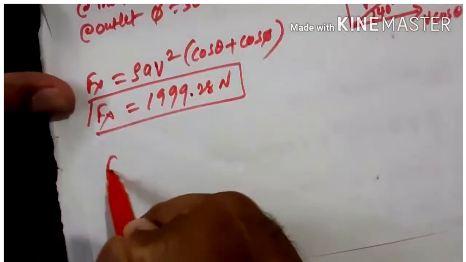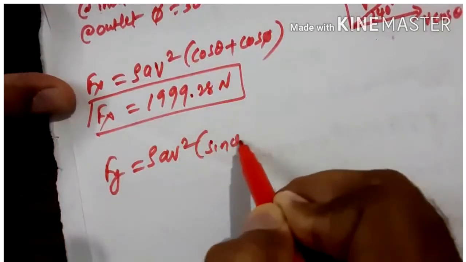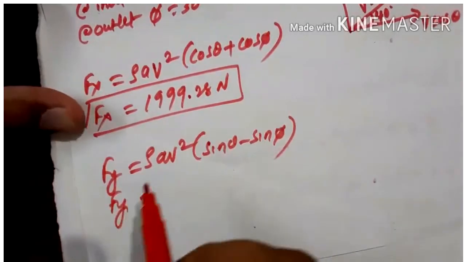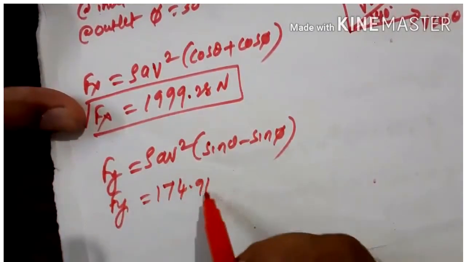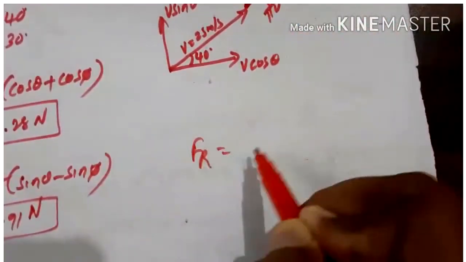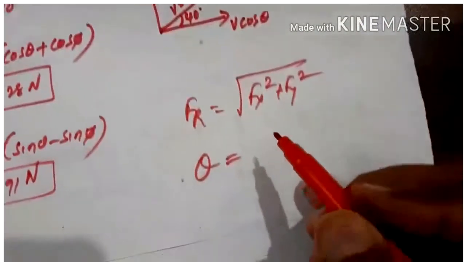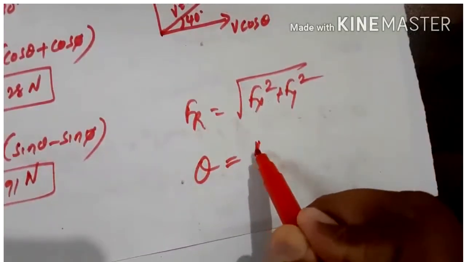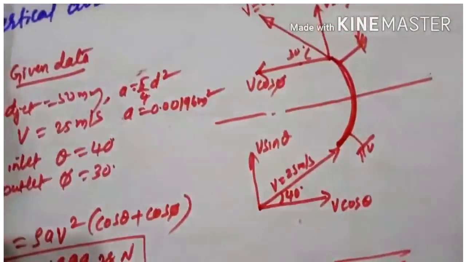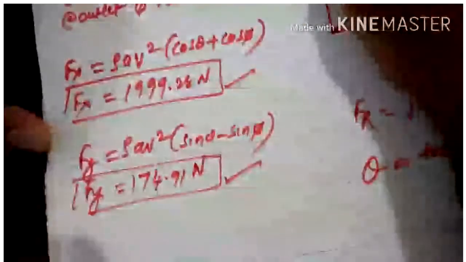Similarly calculate in y direction: Fy will be rho a v square times sin theta minus sin phi. Then substitute all the values, and you will get 174.91 Newton. Then finally calculate the resultant, root of Fx square plus Fy square, and if you want you can calculate the direction of the resultant, tan inverse of Fy by Fx. Actually they asked only to calculate the force exerted by the jet in x and y direction, so these are the answers.